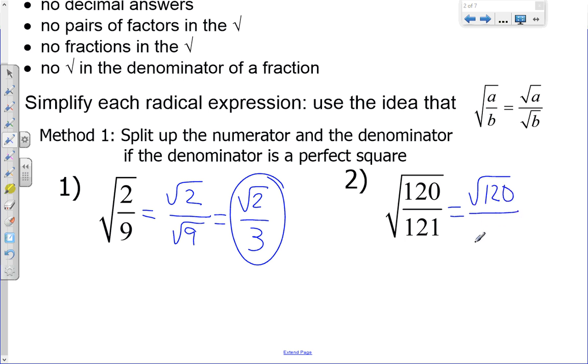Now, what is the square root of 121? 11. So I'm good. My rules are all good. No fraction underneath the radical and no radical in my denominator. But I've got to check the square root of 120. Could 120 simplify? Well, I'm guessing a number as big as 120 it's going to, right, guys?